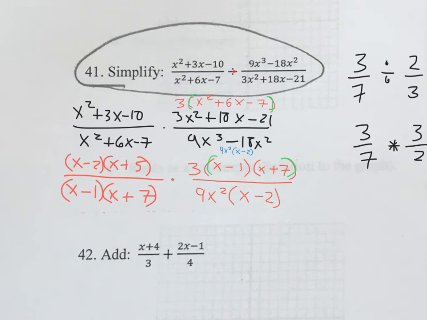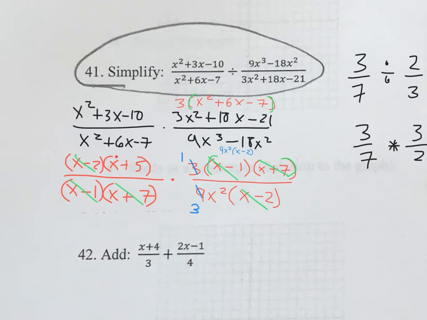Flip this one, change it to multiplication. We did that with the black here. Factor everything, and then look for cross cancellations now. Not cross multiplication, but cross cancellation. The x minus 2 cancels with that. These cancel. These cancel. We have an x plus 5 that doesn't cancel with anything. We have a 3 that does indeed cancel with the 9. So that 3 becomes a 1, and that becomes a 3.